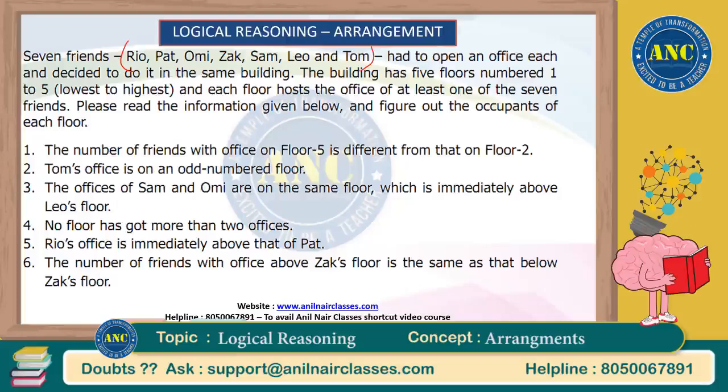Okay, so on the same floor there will be more than one person stationed at least. Two such floors would be there, or in one particular floor there can be 3 people also, and in the others one person. So these are just the things you should think about straight away in your mind while you are reading such statements. And each floor hosts the office of at least one of the 7 friends. It means no floor is vacant.